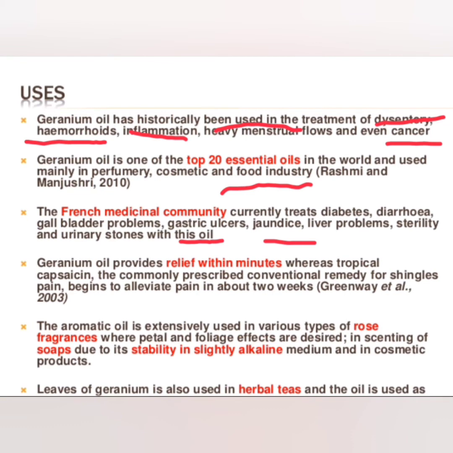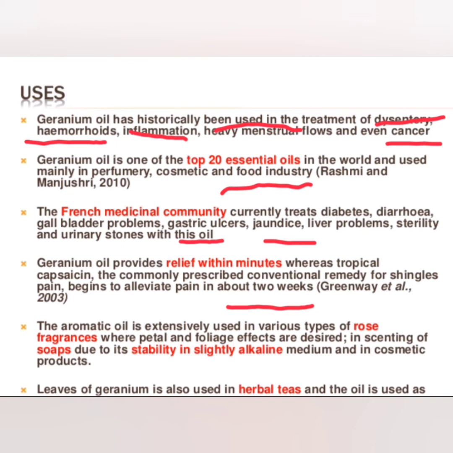And also, this geranium oil provides relief within minutes. Whereas topical capsaicin, that is the commonly prescribed conventional remedy for shingles, a viral infection that causes a painful rash, is usually applied. But you can see here that using capsaicin, it begins to alleviate the pain in about 2 weeks, whereas using geranium oil, it provides relief within minutes.